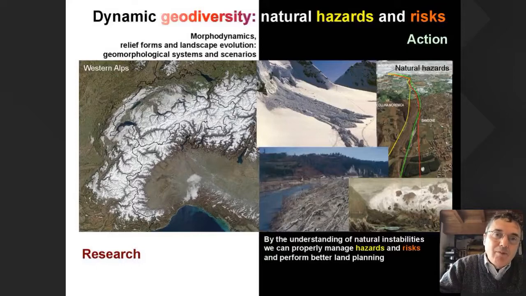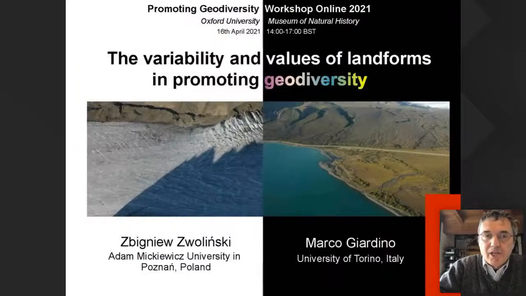So the dynamic geodiversity is offering us a lot of information also about natural hazard and risk. So if we are able to understand the values of this diversity, we will be able also to manage hazard and risk properly and to perform better land planning. So I can finish my presentation saying that the variability and values of landforms is confirmed in its importance in promoting geodiversity. Thank you very much.